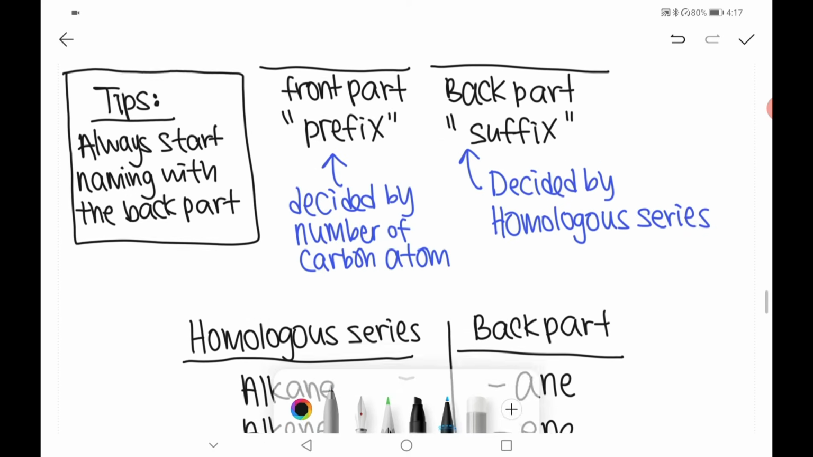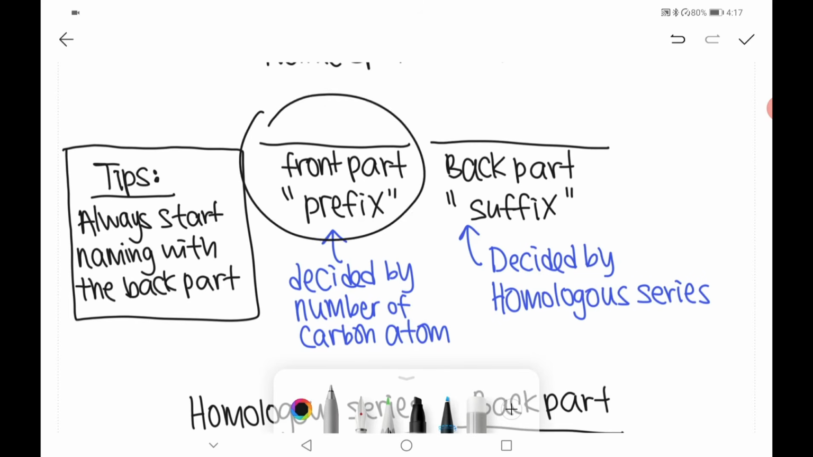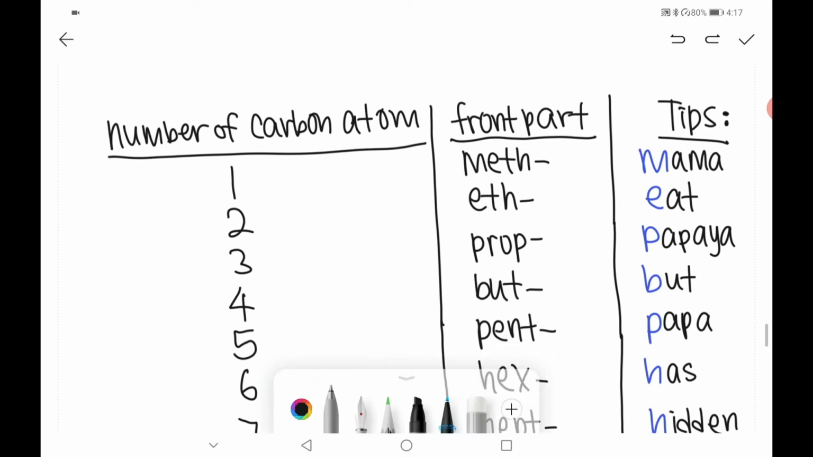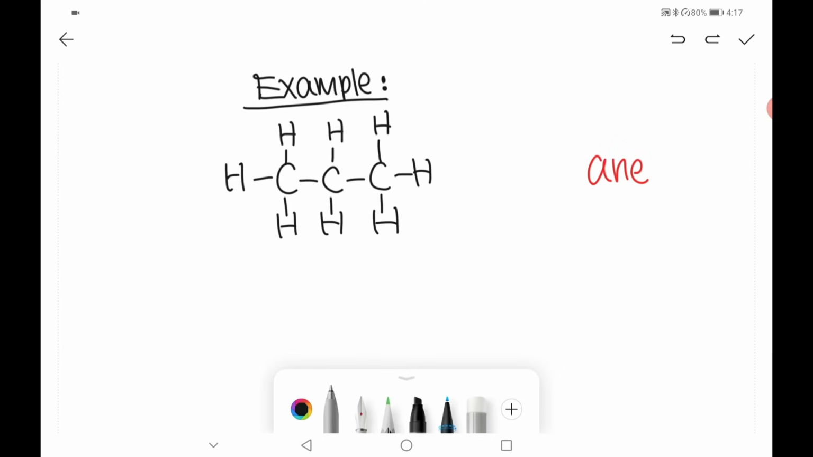After I name the back part, now I need to name the front part. For the front part, I need to check how many carbons there are. If you check the carbons, you have 3 carbons. So 3 carbon is what? 3 carbon, mama eat papaya.